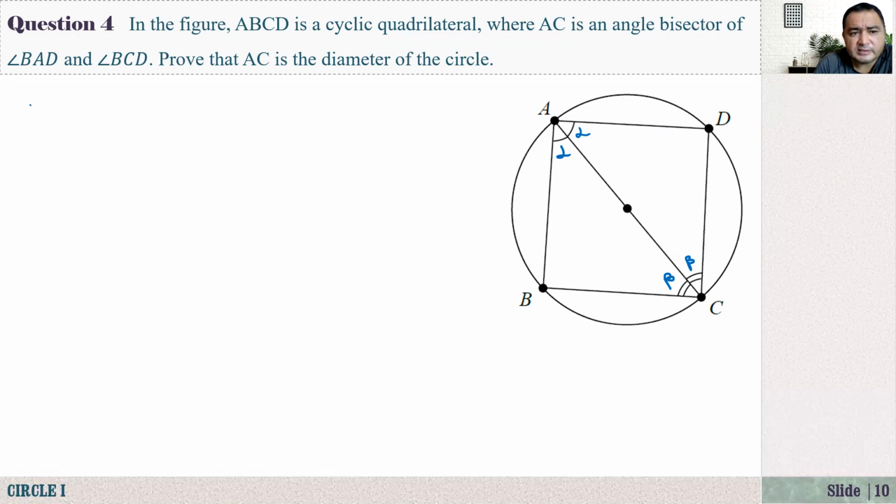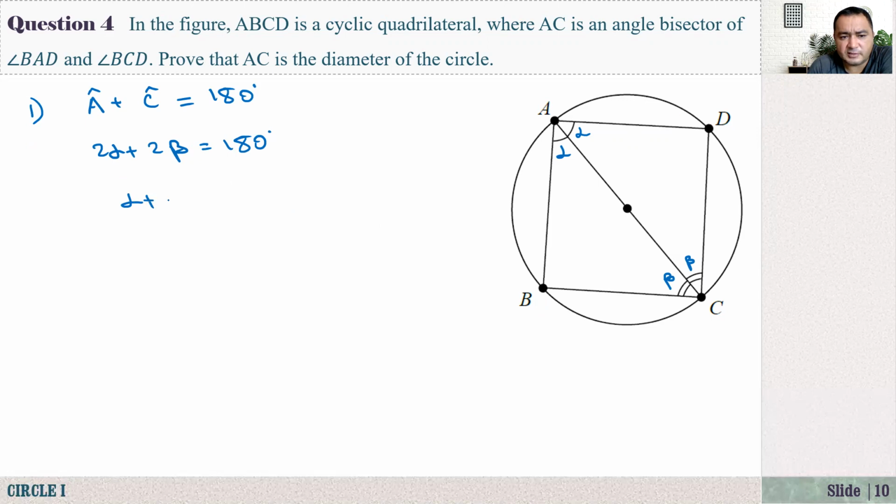Number one, since it is a cyclic quadrilateral, angle A plus angle C is equal to 180 degrees. From here, what is angle A? It is 2 alpha. Angle C is 2 beta. That's equal to 180 degrees.